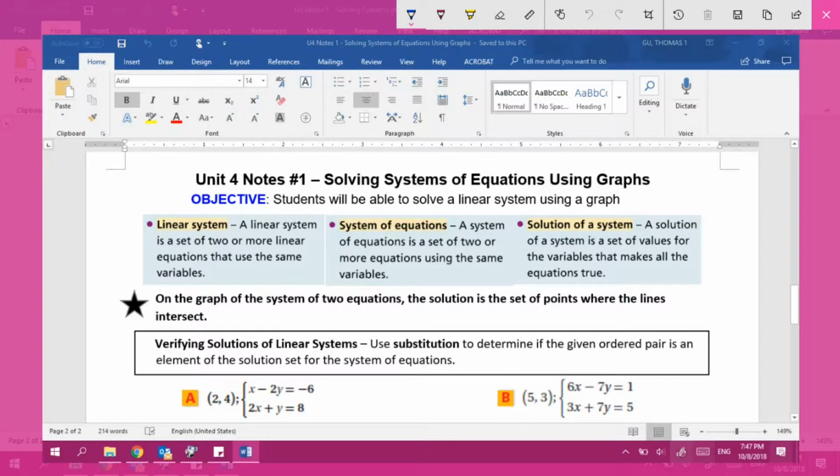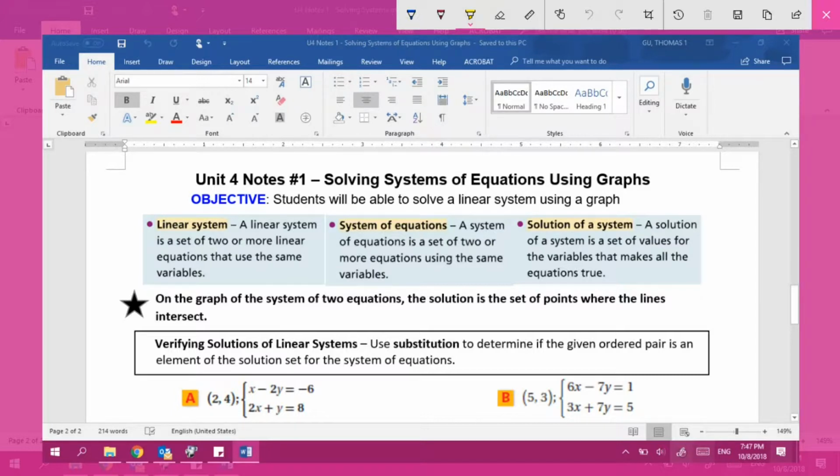We're doing Unit 4, which is all about solving systems of equations. We're going to be learning a bunch of different ways to solve systems of equations. Notes number 1 is all about solving systems of equations using graphs. First, some vocabulary, let's make sure we know it, or at least we've heard it before.